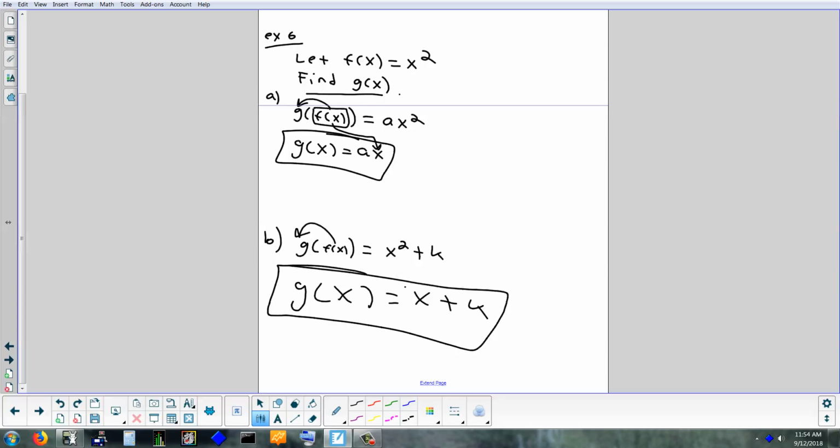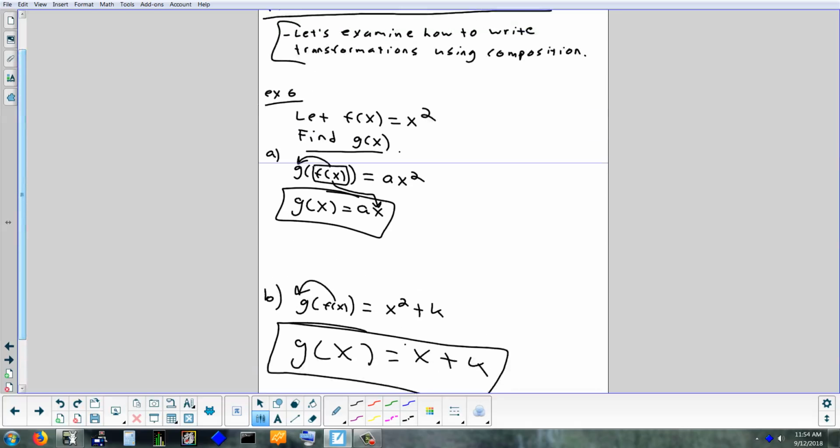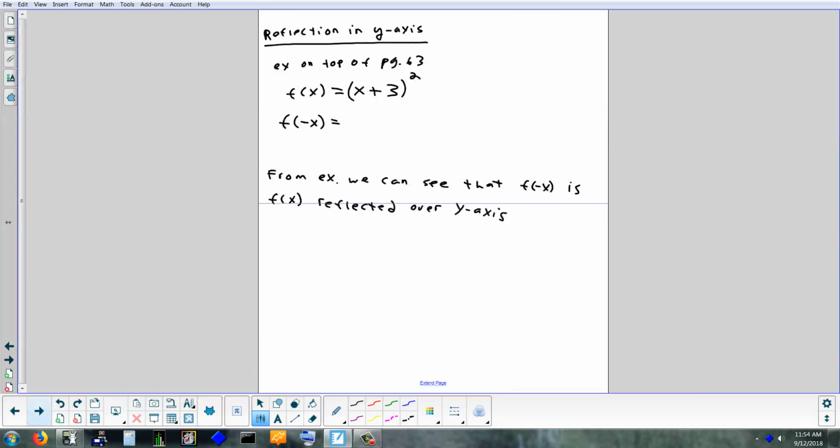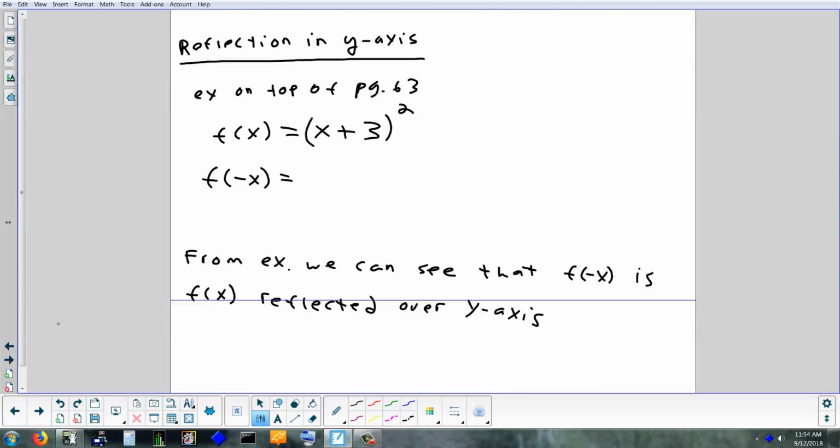So we just wrote a vertical shift as a composition, and we just wrote a vertical stretch as a composition of two functions. This I'm not going to spend a ton of time on. We talked about reflecting over the x-axis. What we didn't talk a lot about is reflecting over the y-axis. And that's because parabolas, if you reflect them over the y-axis, they look exactly the same. You can't tell the difference. But if a function is not symmetric, like a parabola, then you can tell the difference.